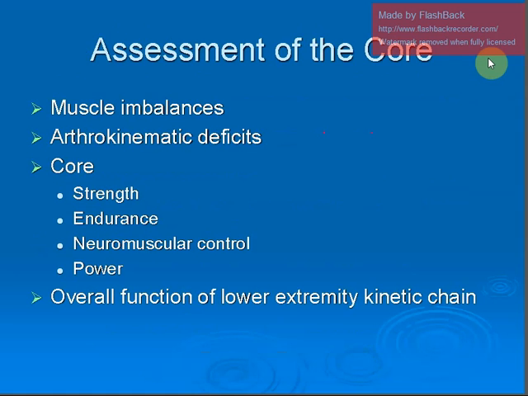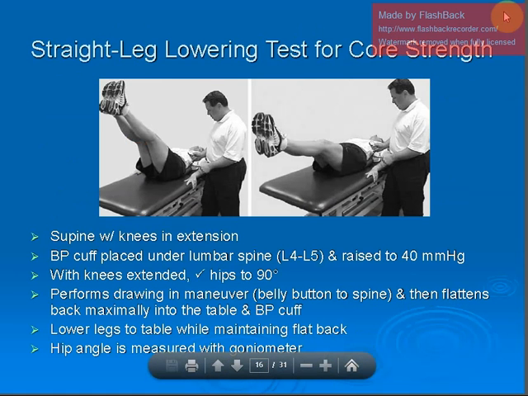So how do you assess the core? In the assessment of the core, you have to check for the muscle imbalances, the arthrokinematic deficits, the strength, endurance, neuromuscular control, and power of the core muscles, and the overall functioning of the lower extremity kinetic chain. To assess the core, there is a method like the straight leg lowering test.